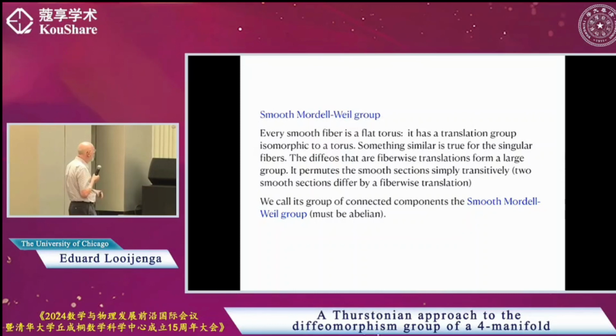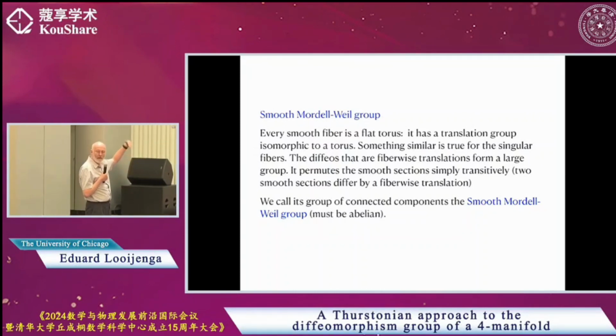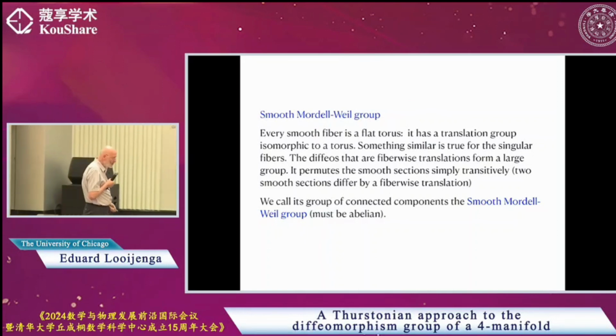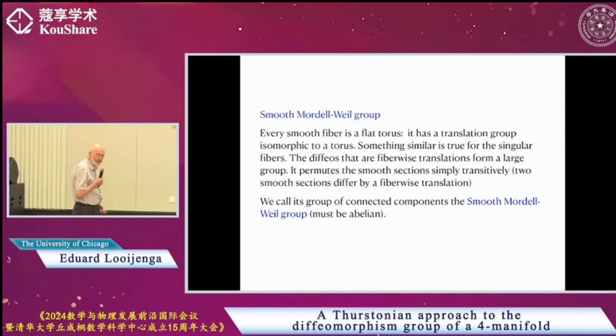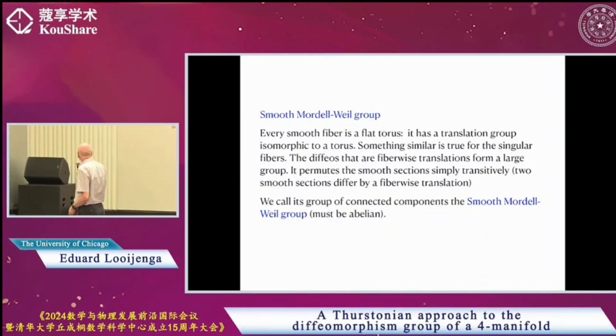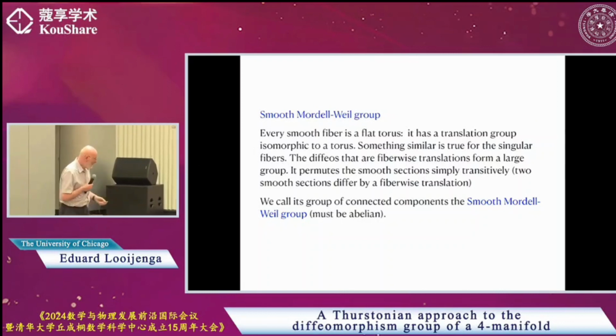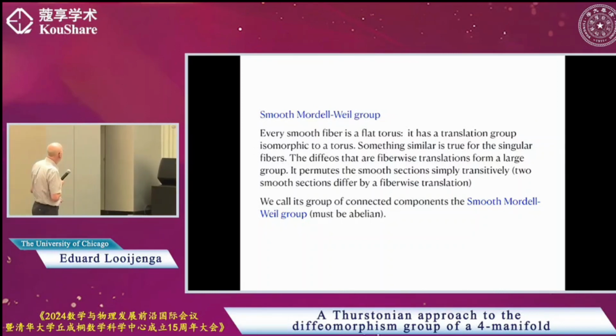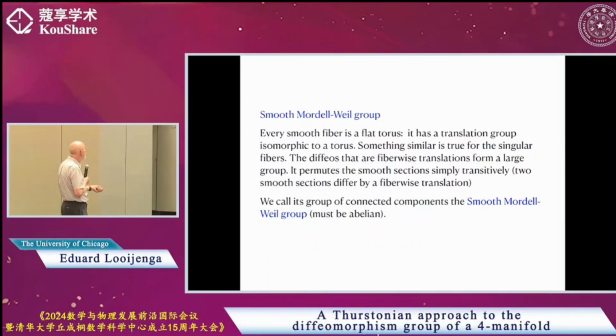And so we get this infinite dimensional group of Mordell-Weil transformations, but what we're interested in is not the whole group, but its connected component. And that is what I will call the smooth Mordell-Weil group. Now, the smooth Mordell-Weil group appears in our story. It's clearly an abelian group because it consists of these translations.